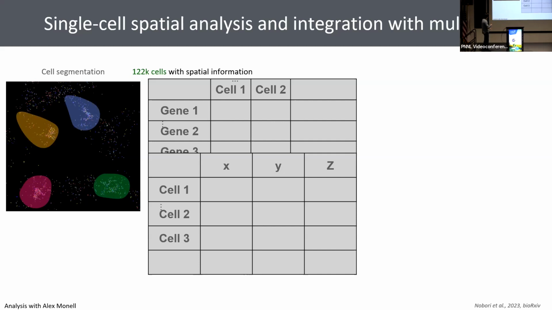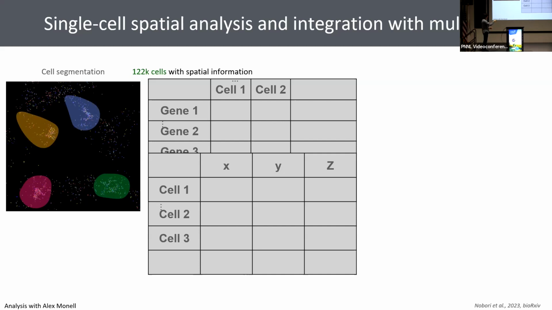So the analysis was spearheaded by our rotation student, Alex Monell. What we did was we trained a deep learning model to learn or predict cell boundary structure purely based off the transcript distribution. So we didn't use any nuclei staining or cell boundary staining. We just used the transcript distribution to successfully predict the cell structure. And this allowed us to count each molecule, each dot in each cell to get this cell by gene matrix, which is standard data type for single cell RNA-seq.